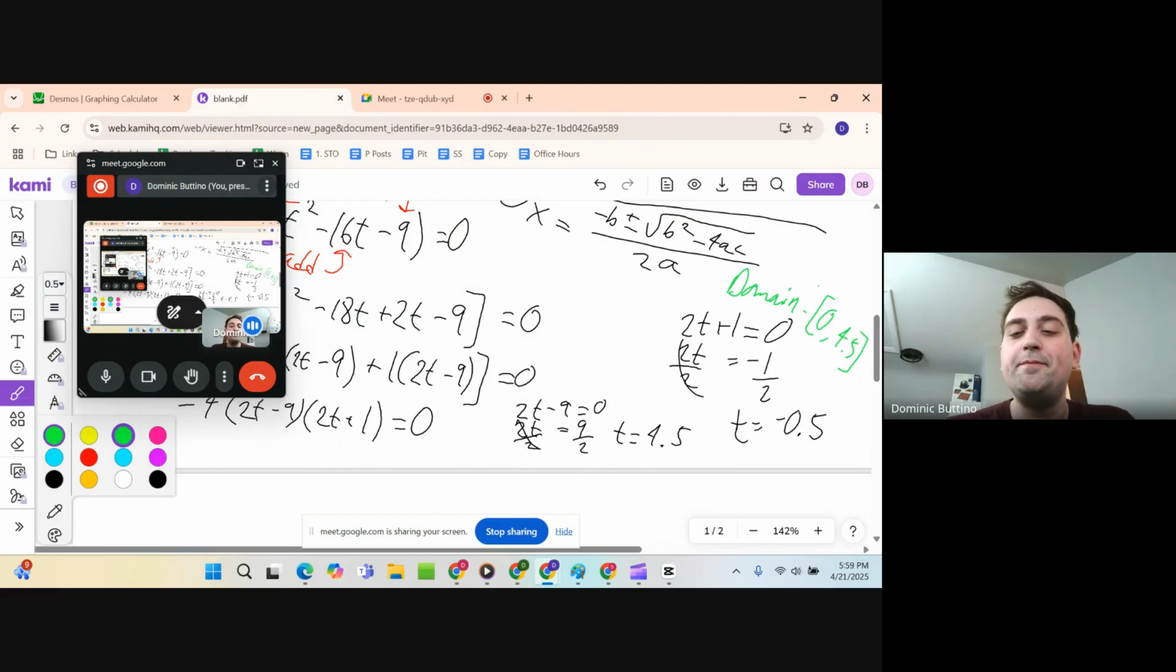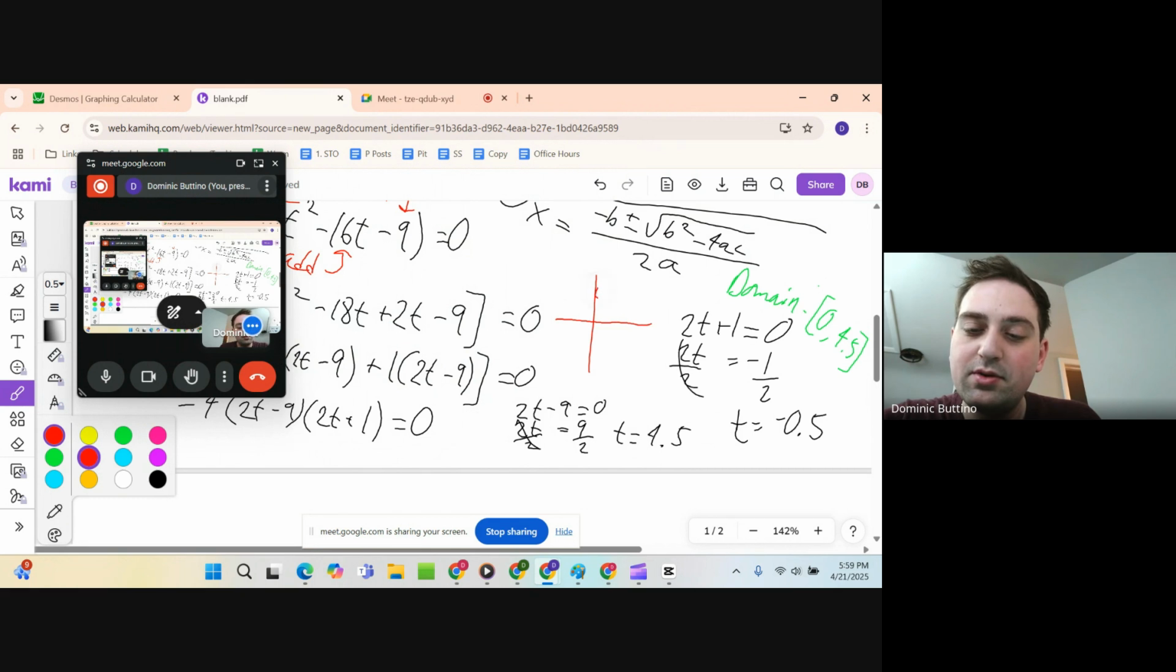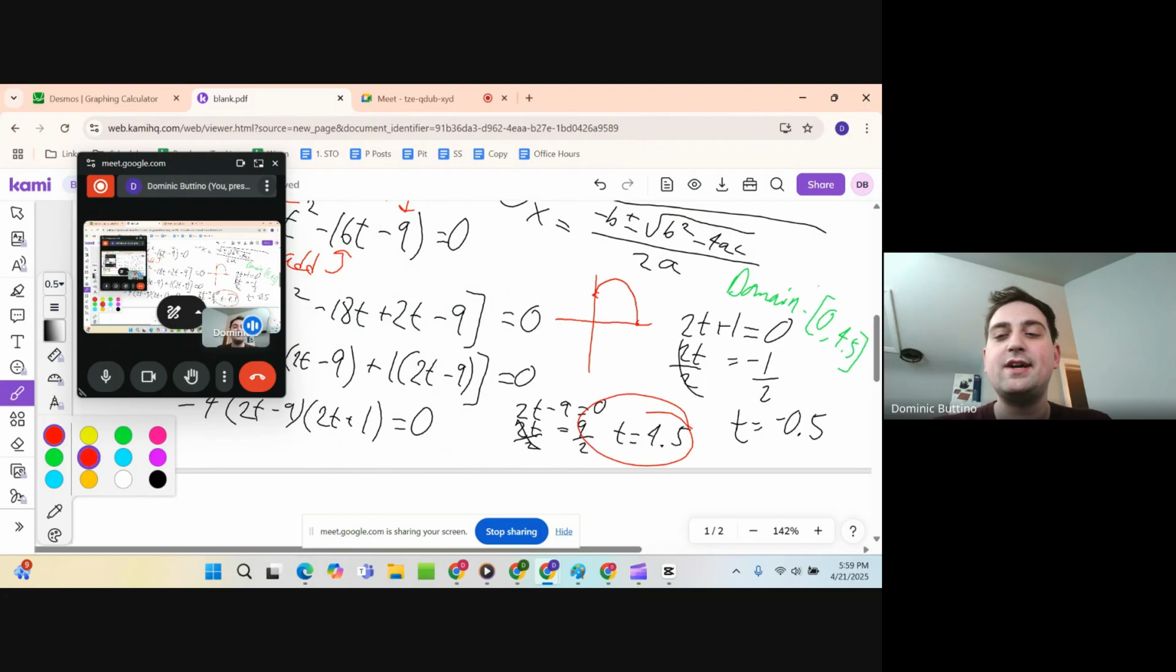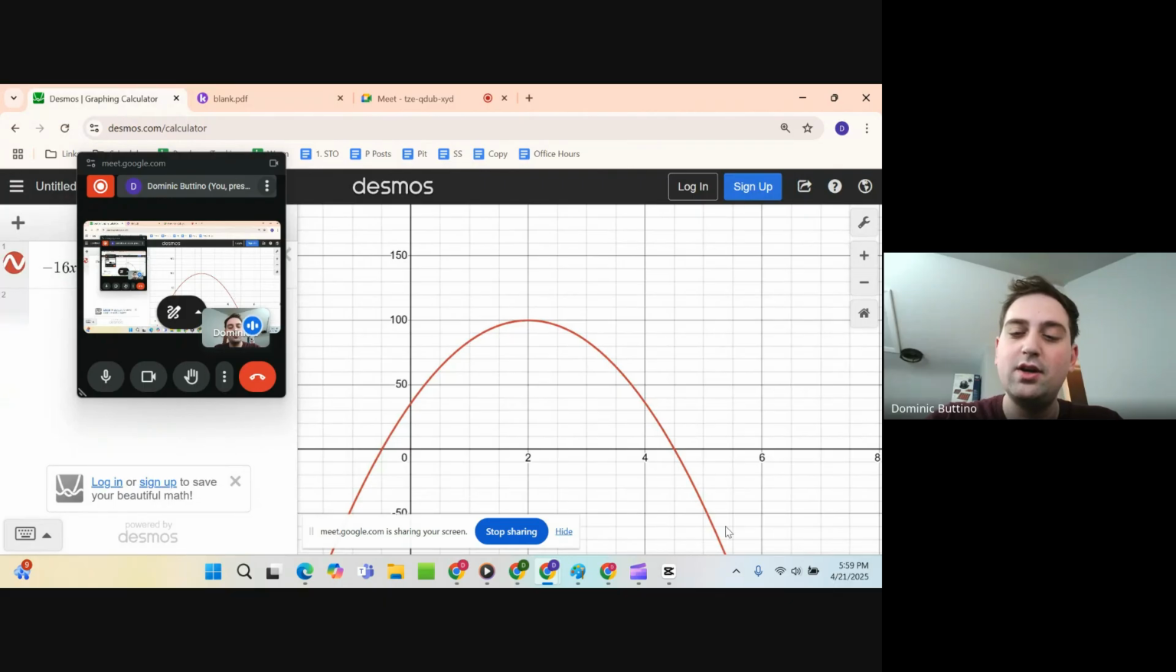So if you were to really look at this graph on the part that we care about, it would look something like this. And you would just go from here. So that's the time, 4.5 seconds. Quadratic formula will give you the same two numbers, and we would still pick 4.5 seconds. Just so you can see what this graph looks like, this kind of confirms our work.